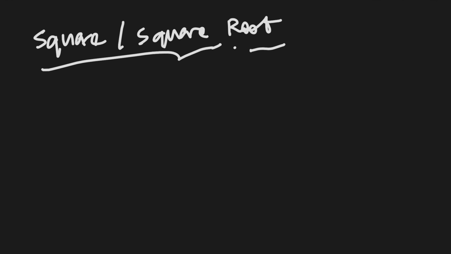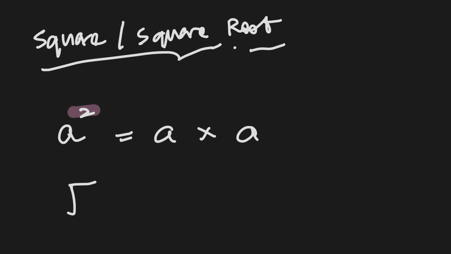So what is the meaning of square? If a number is squared, say for example a, it means that the number is multiplied by itself 2 times, and the square can be represented by a superscript on top of the number. Same thing when we mention square root. The square root symbol looks like this, and it simply means that a has a power of half. So that is the exact opposite of square.